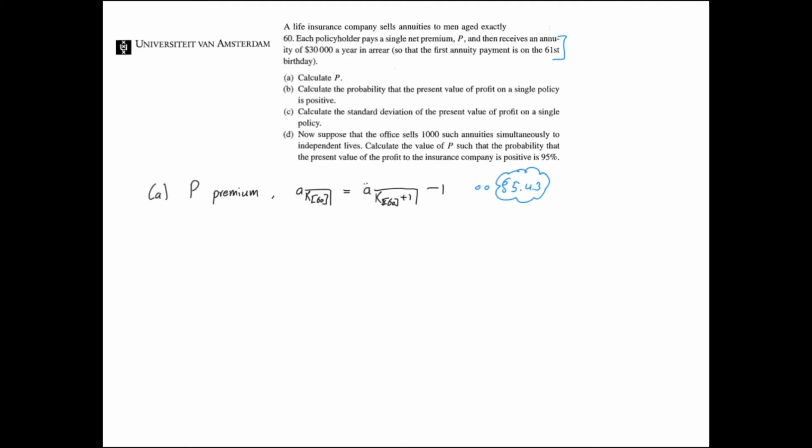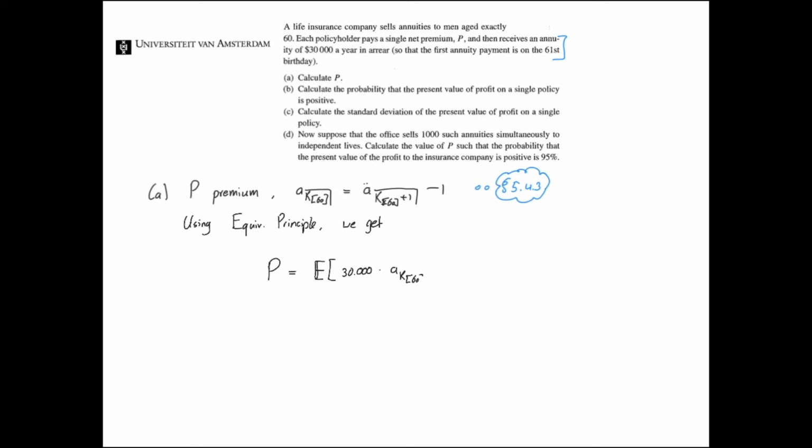And using the equivalence principle, we get that the expectation of P, which in this case is just P, because P is a number, not a random variable, should equal the expectation of the benefits that go out, so the benefits that go to the policyholder. In this case, it's 30,000 a year, so we multiply 30,000 by the value of this annuity.